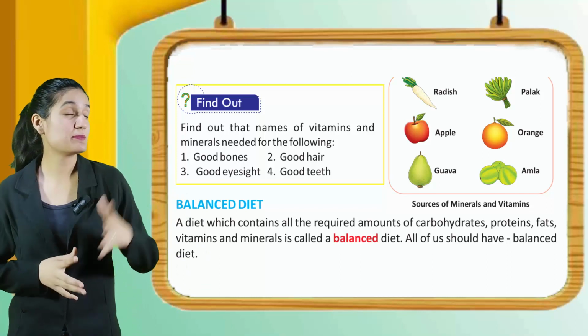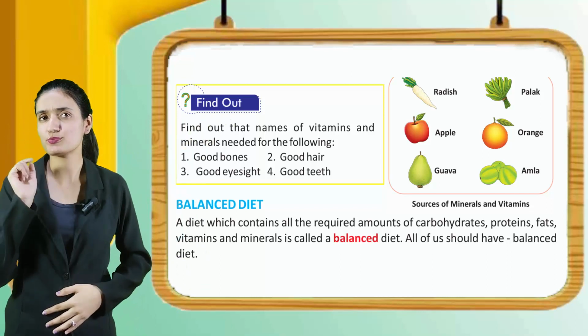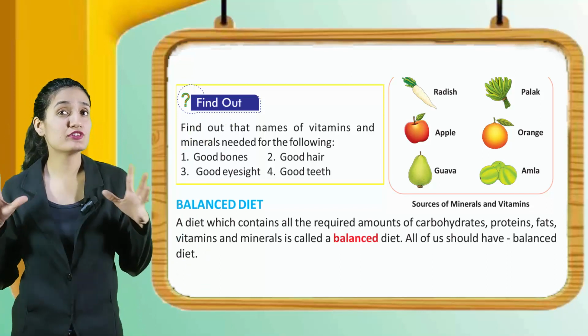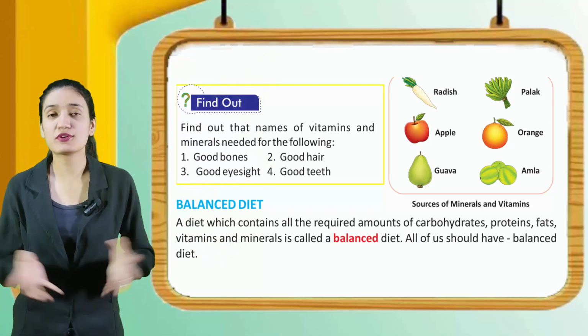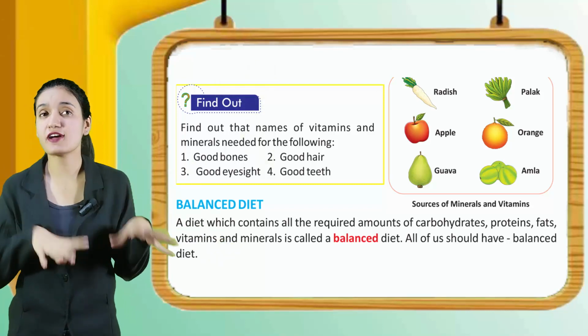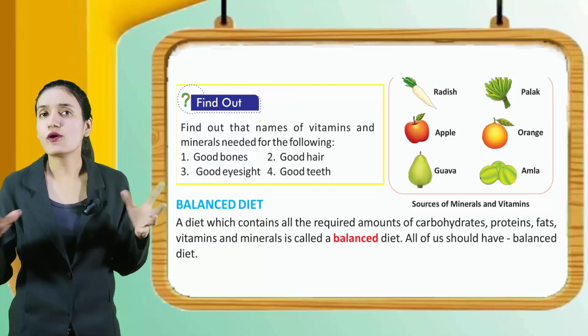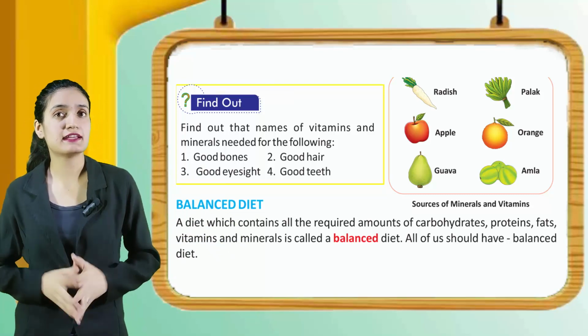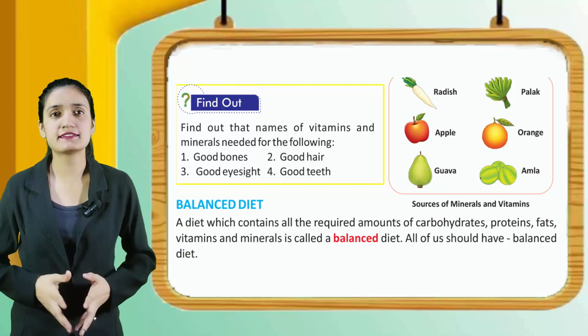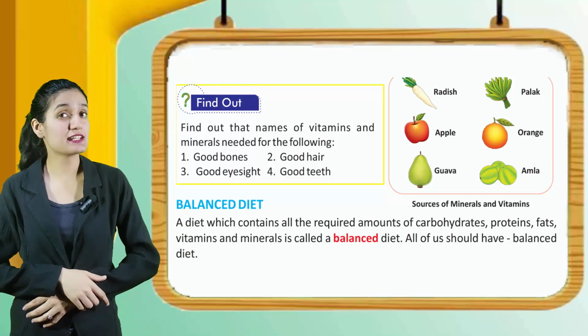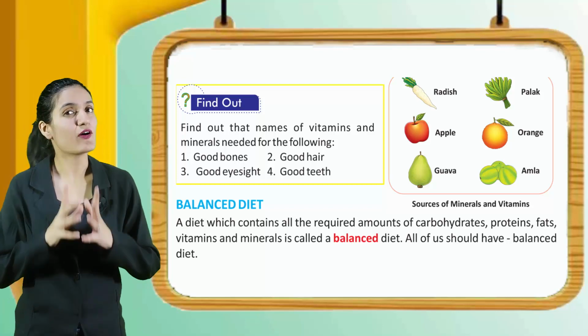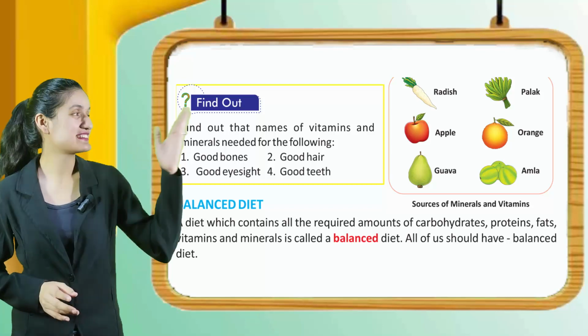Now let's see the balanced diet, the most important diet. A diet which contains all the required amounts of carbohydrates, proteins, fats, vitamins and minerals is called a balanced diet. All of us should have a balanced diet. So how many of you kids take a balanced diet? Tell me. So next time kids, always have a balanced diet.